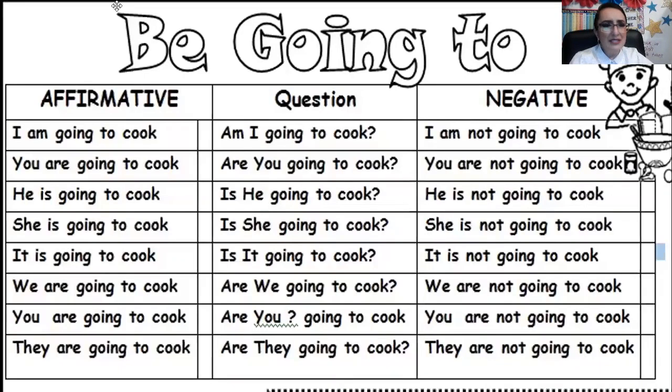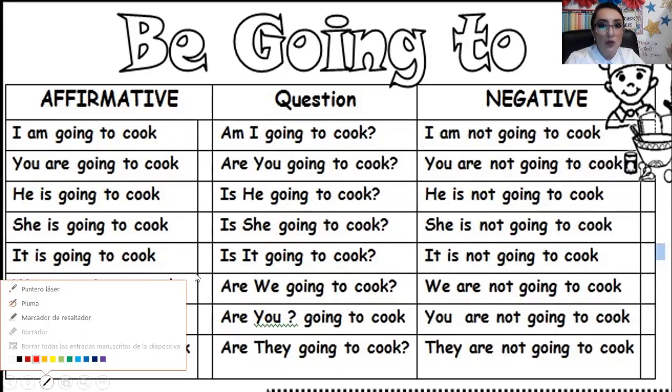Now, here you have some examples about going to. I am going to cook. Am I going to cook? Remember that the verb to be is going to be at the beginning, because we are not going to be having two question marks. Only one question mark, as we need to open the question with your principal verb. The verb to be is always at the beginning, okay? I am not going to cook, or I'm not going, you're not going, or you aren't going.